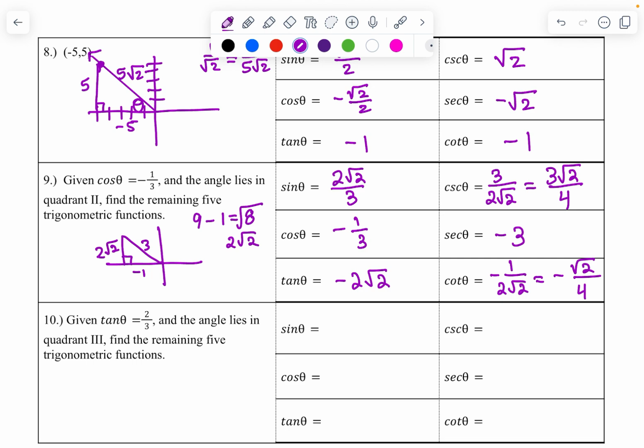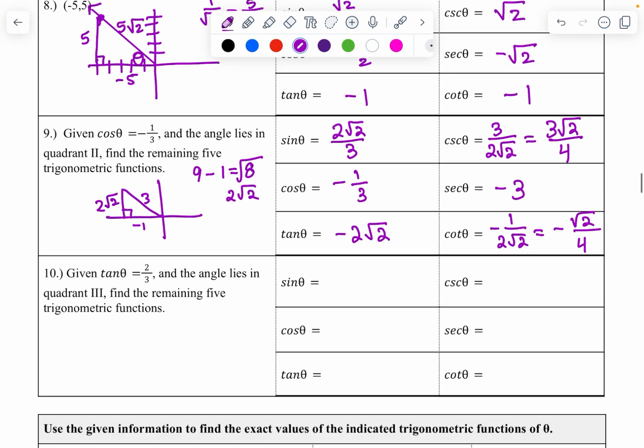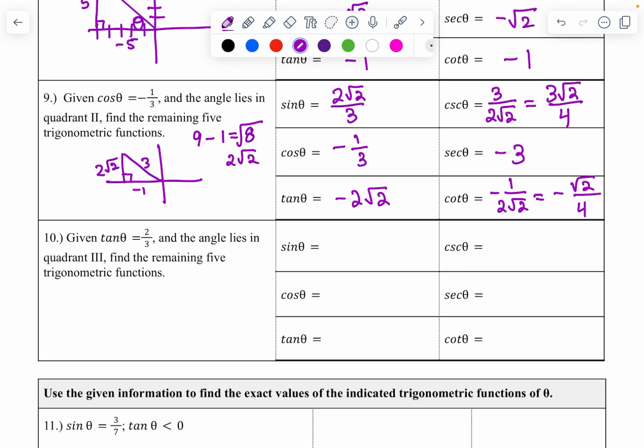All right, so this next one, tangent equals 2/3, and it lies in quadrant 3. So what this tells me is that the opposite side was 2, the adjacent side was 3, but they have to both be negative to be down there in quadrant 3. So Pythagorean theorem to find the length of the hypotenuse. So square root of 13 must be the length of the hypotenuse. And remember, here's theta. That's our reference angle.